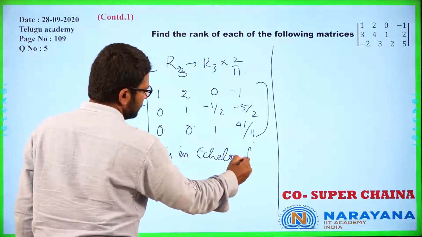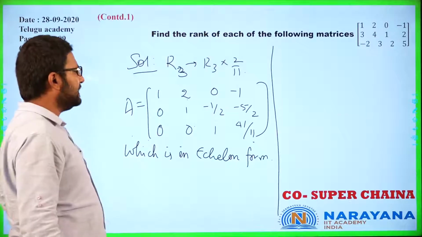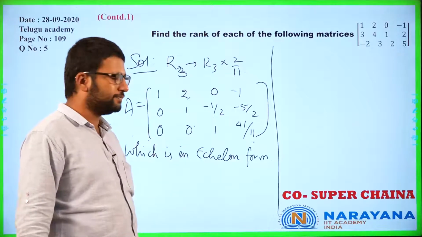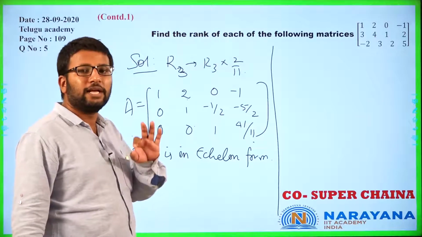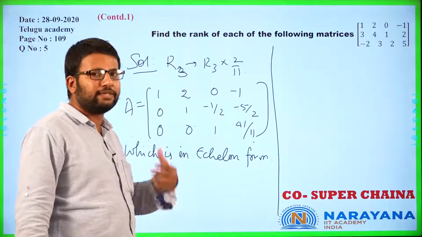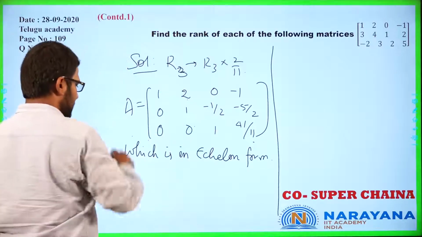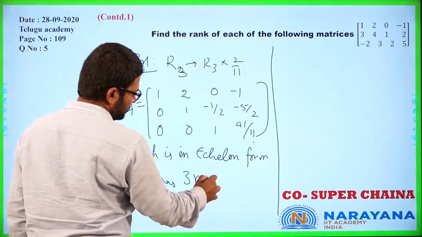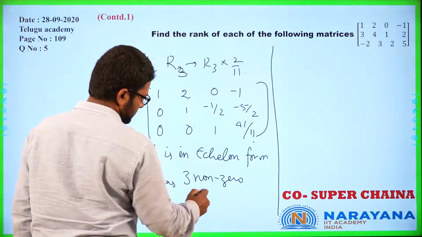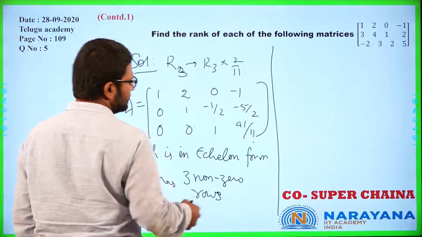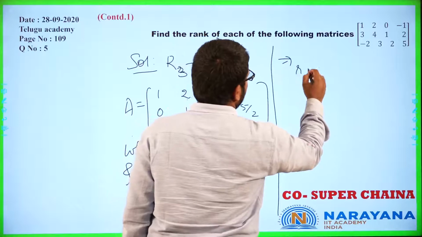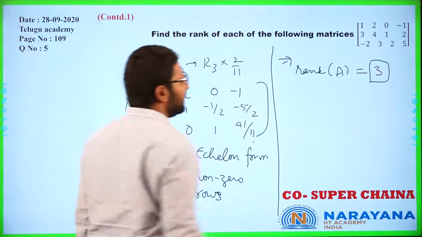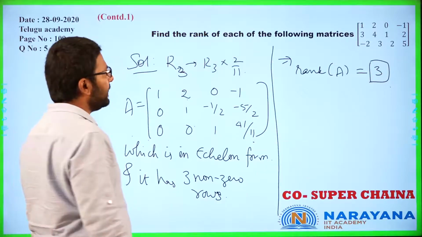How do you know this is in echelon form? Because the leading element in every row is 1 and all the elements before that are 0. Right? Okay, I should have said the leading non-zero element is 1 and before that everything is 0. Correct? And it has 3 non-zero rows. Therefore, we can say rank of A is simply 3. Got it? 3. That's your answer.